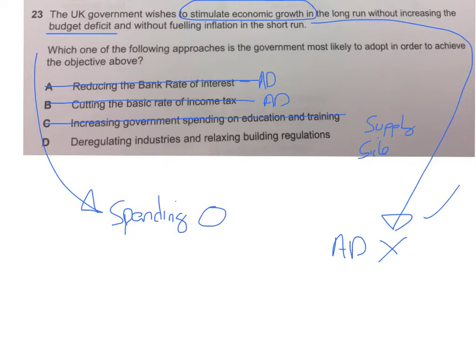Deregulating industries and relaxing big building regulations. That wouldn't cost very much compared to education and training, so that's the answer.